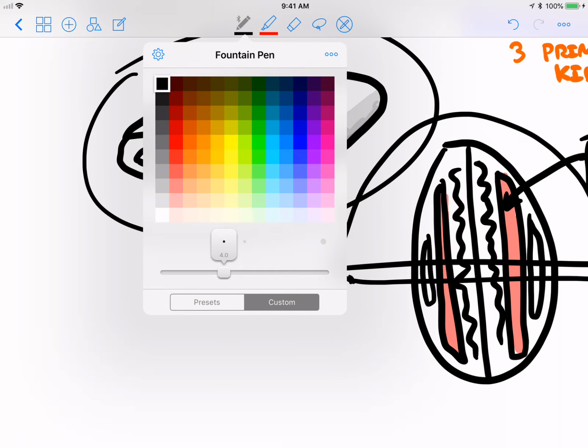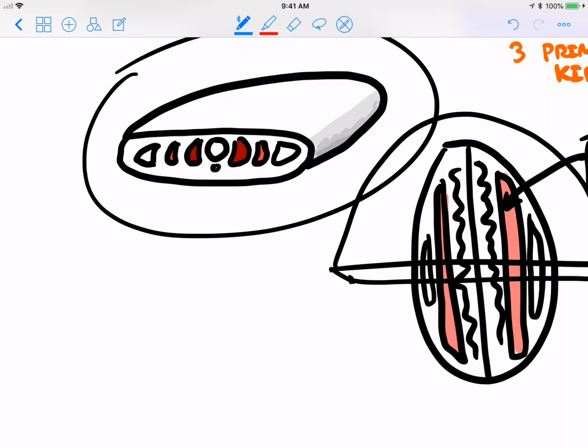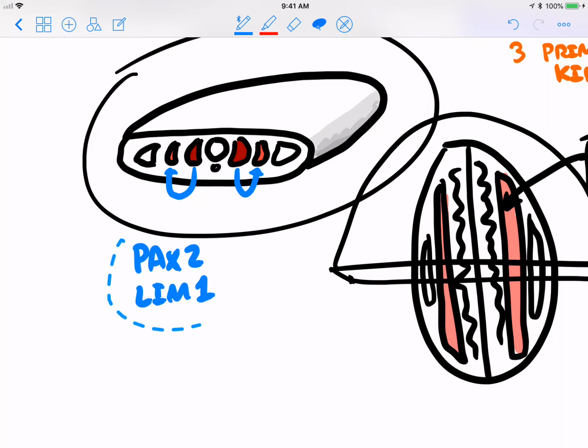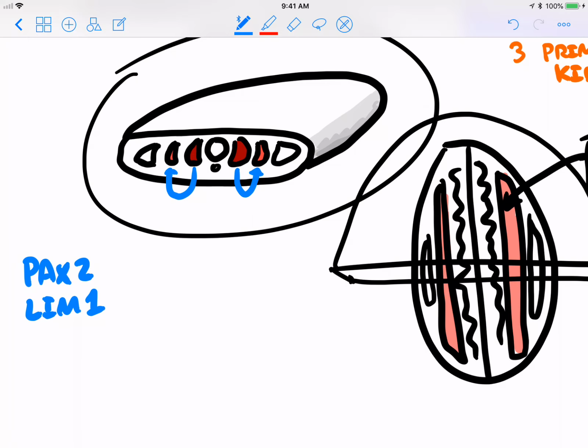So at week 4, we'll change the color up here again, the somite communicates with the intermediate mesoderm, and it says, all right, we're going to form some kidneys here. I need you to express PAX2 and LIM1. And what do these do? So these are transcription factors. We'll move these over here.